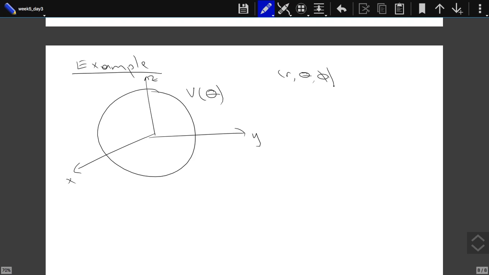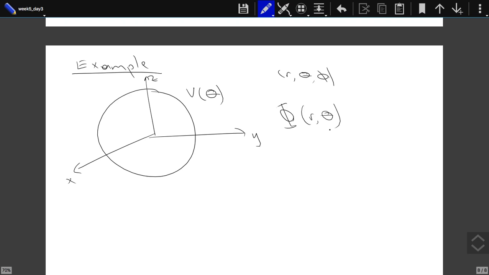Now, the second thing I observe, at least in this problem, is that since the potential on the boundary only depends on theta, nothing really depends on phi. If I rotate my system around the z-axis, nothing should change. Neither my boundary nor my equation changes. So my solution should also be independent of phi. Okay, so my potential will be a function of the coordinates r and theta only. It won't depend on the coordinate phi.